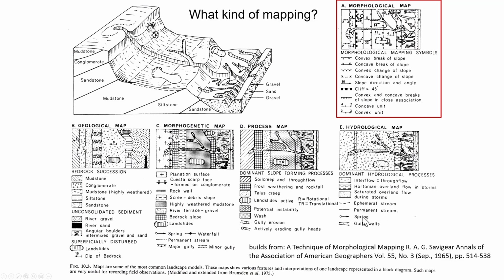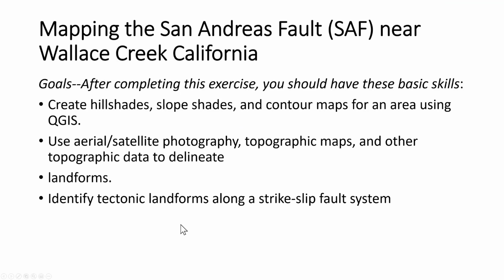So the first question you always want to ask is what kind of mapping. Let's start with a morphological map. We're going to do that at Wallace Creek along the San Andreas Fault, which is a really famous place with clear evidence for active faulting. It's basically a plate boundary.